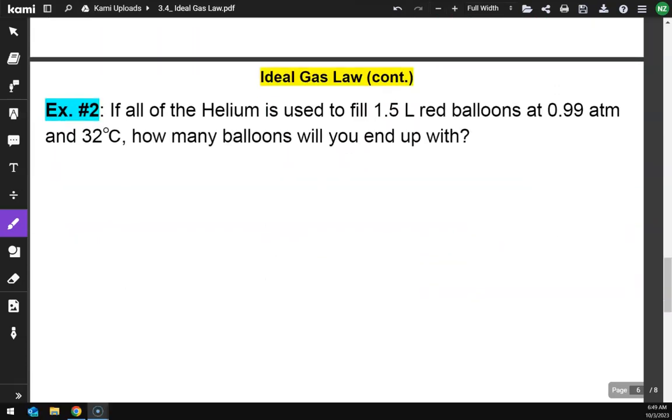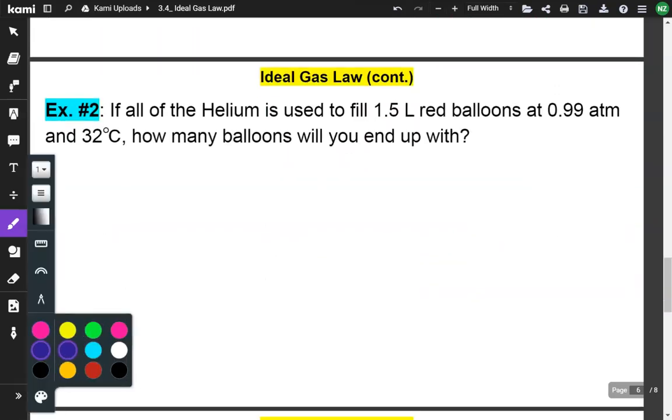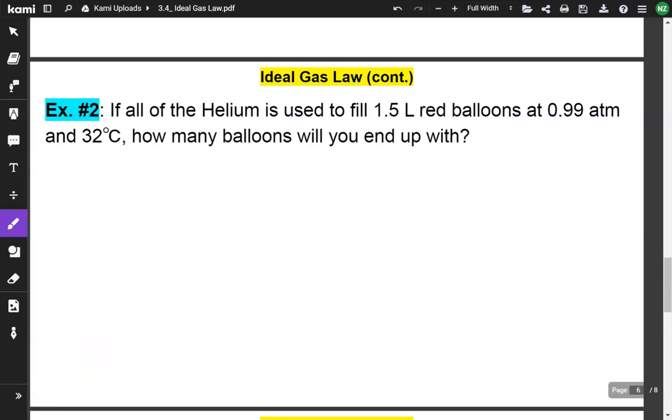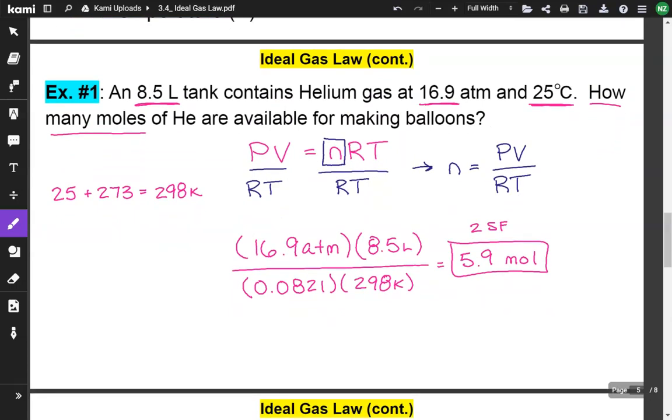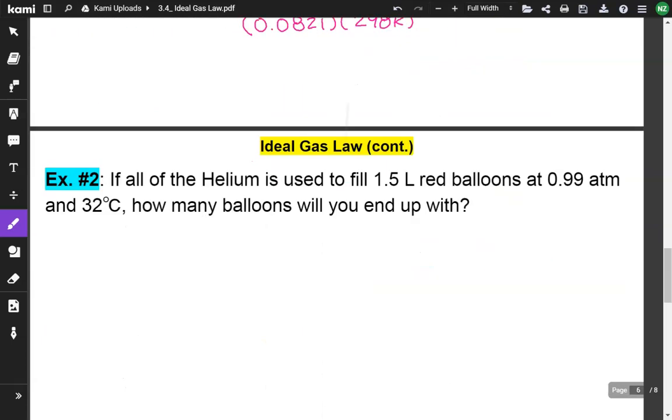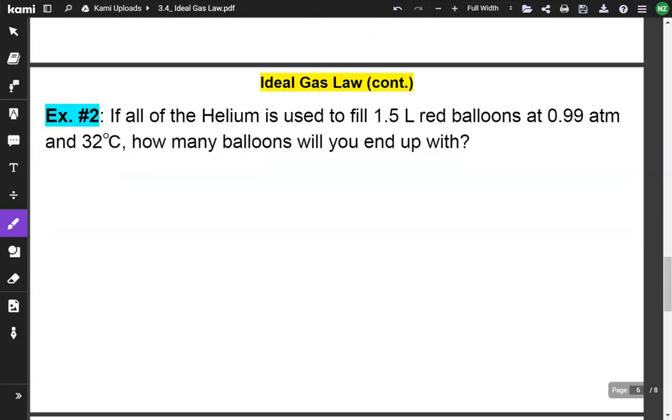All right, let's look at our next example. So I would just want to write down really quick that we solved. So in the previous example, it says an 8.5 liter tank contains helium gas. How many moles of helium are available for making balloons? And we figured out that we have 5.9 moles available. So we have 5.9 moles. Okay, so it says if all of the helium is used to fill 1.5 liter red balloons at 0.99 atmospheres and 32 degrees, how many balloons will you end up with?